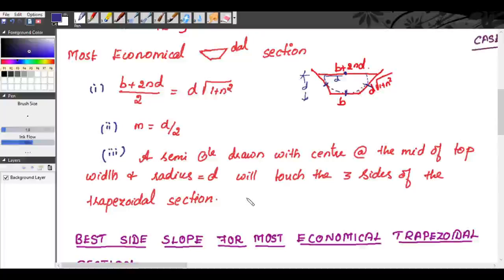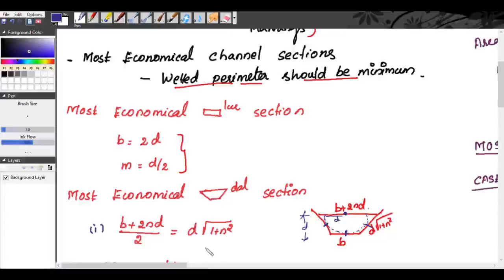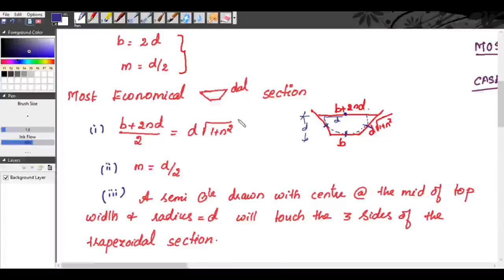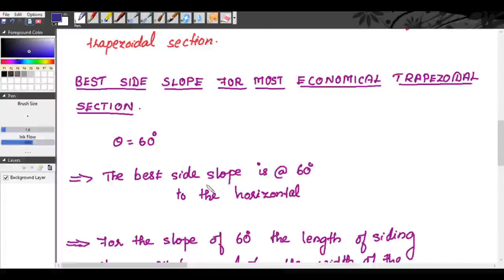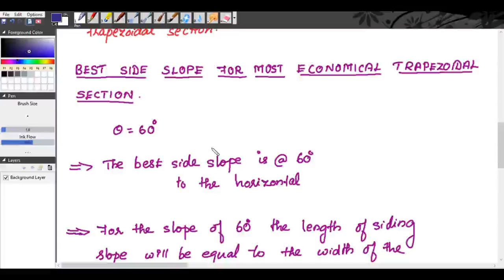Now some more important points which you should know before solving the problems. I am not giving you any more derivations. We saw the derivation for all these conditions for the most economical rectangular section and for the most economical trapezoidal section for these three conditions. Now, remaining things I am not giving you the derivation, just the conditions alone. If you want the derivation, you can refer to the book, but from your exam point of view, this is enough. So the next condition is the best side slope for most economical trapezoidal section.